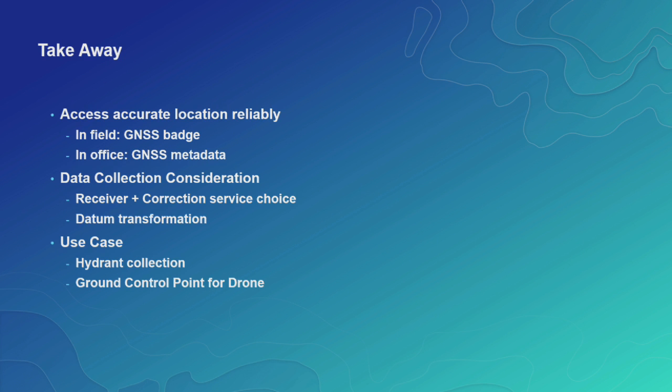With high-accuracy character support, now you can access accurate location more reliably, because the Collector can work with multiple choices of receivers. So for people in the field, they can have a badge to really indicate that the location you get from a receiver has really good accuracy. And for people in the office, they can use GPS metadata fields to build confidence in the locations collected. And we will also share some considerations when you do high-speed data collection.